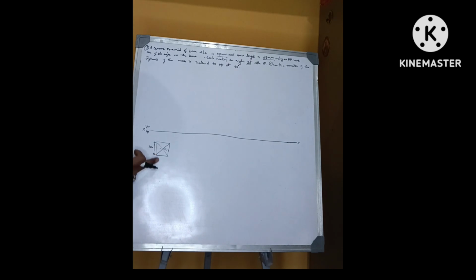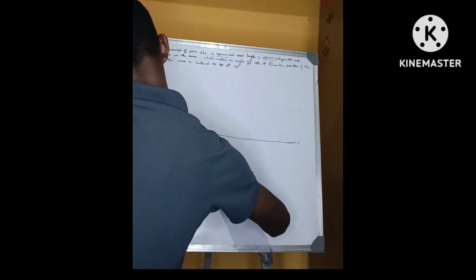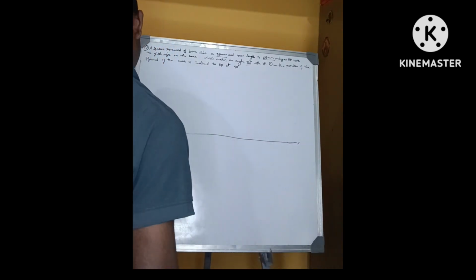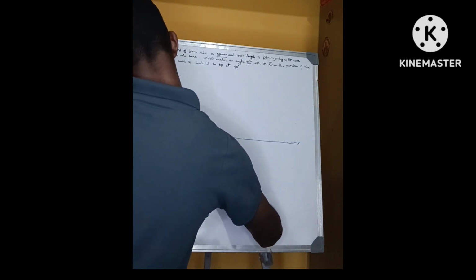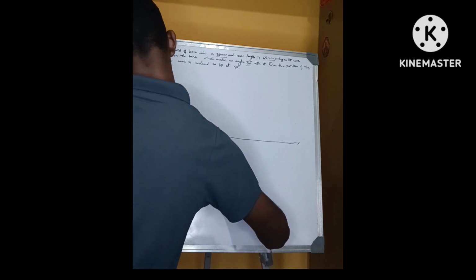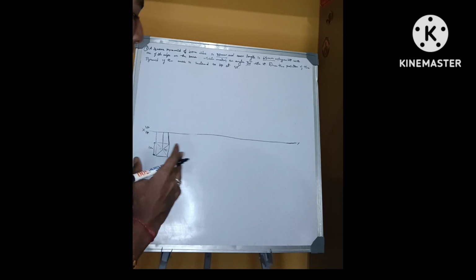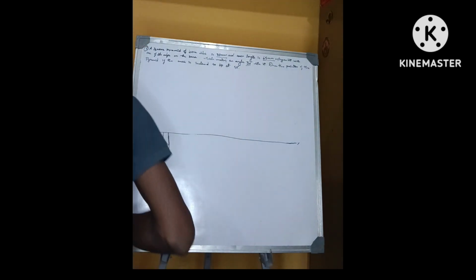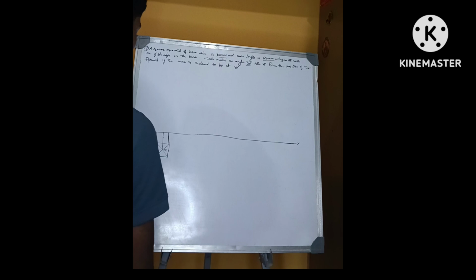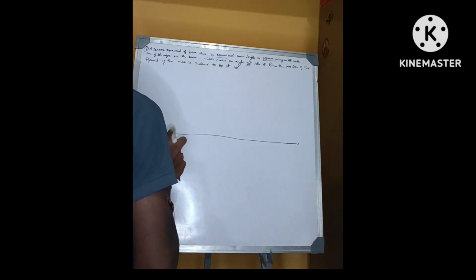Now from here you have to project the lines upwards until they reach the XY line. I am trying to make it as good as possible because I am not using instruments, so it is a little bit difficult for us. Actually, the projection lines must be thin lines. Make sure that while doing it, the projection lines are thin lines.